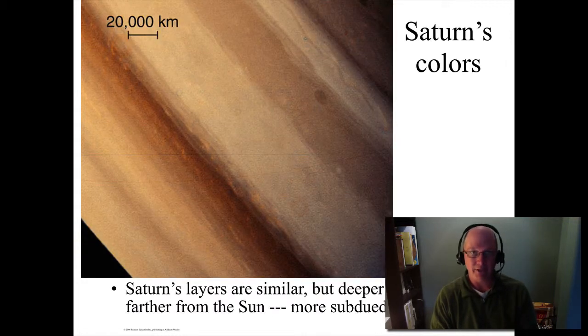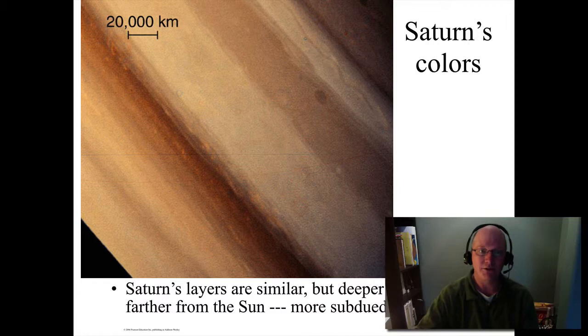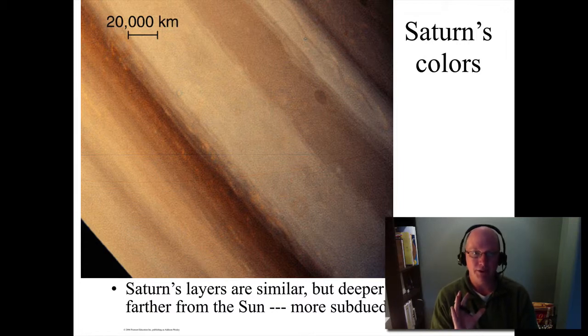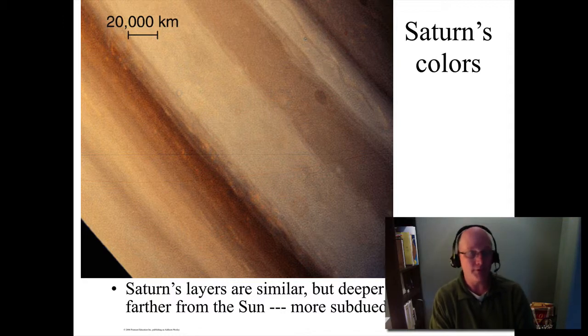And this is a picture of Saturn showing the similar colors, but you notice they're kind of fuzzy. You can't see them. It's not because our resolution of the picture is any worse, it's because they're deeper. And so because those clouds are deeper, they're less distinct. Same cloud deck, same materials, you just have to go deeper into Saturn's atmosphere before you get warm enough to get those clouds. So they're just more subdued.